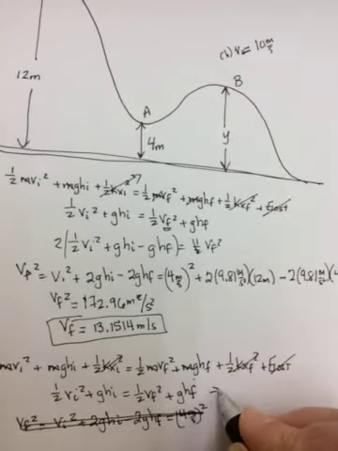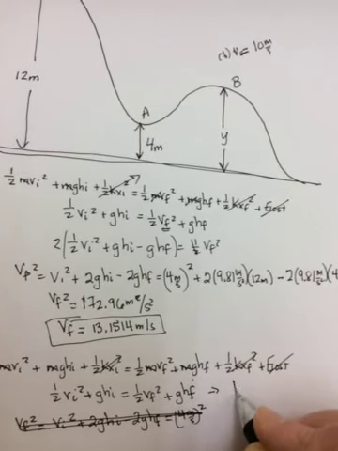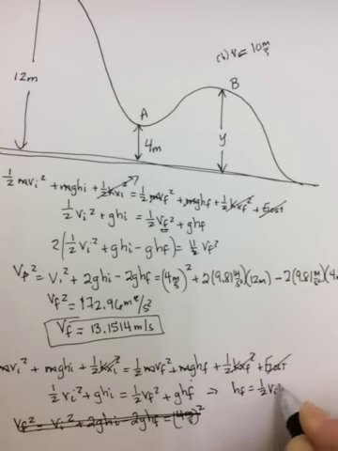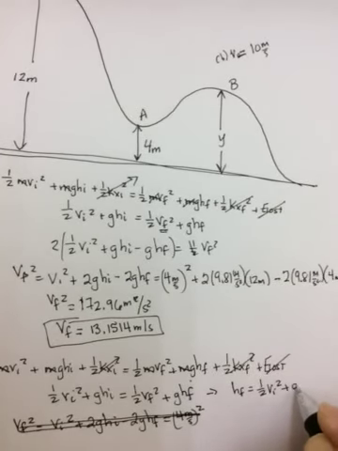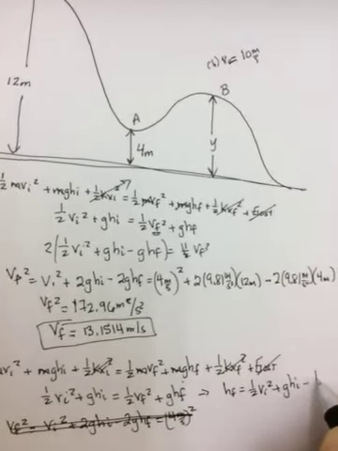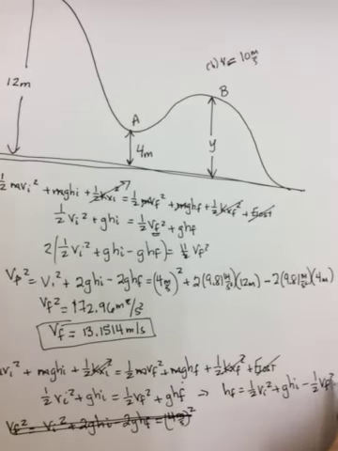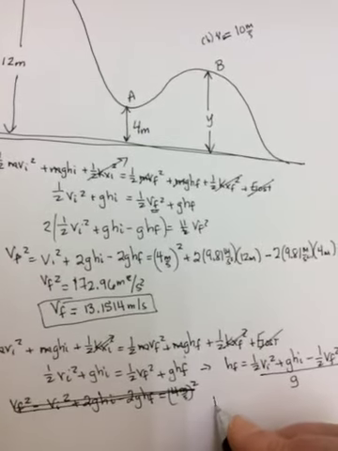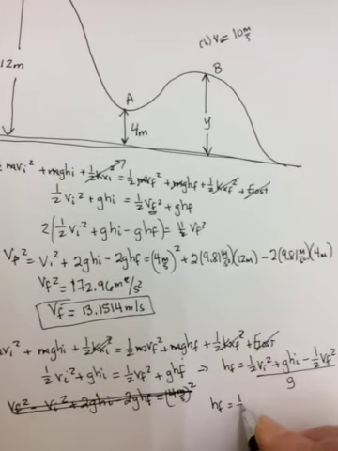So rearranging for HF, it'll be HF equals 1/2 VI squared plus GHI minus 1/2 VF squared, and then divide it by G. Okay, so HF equals 1/2.